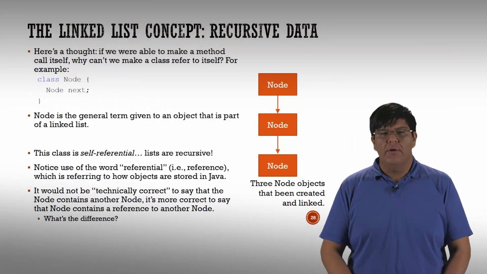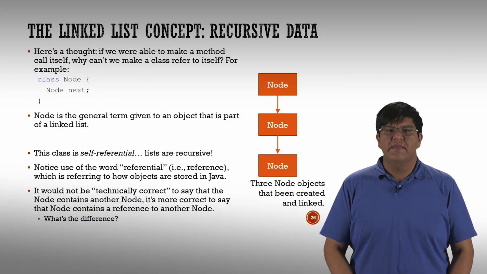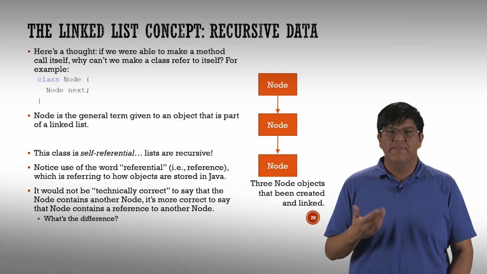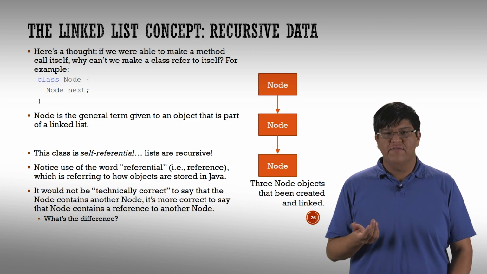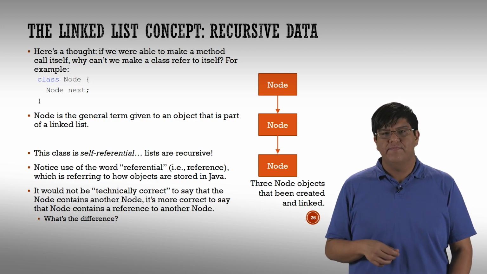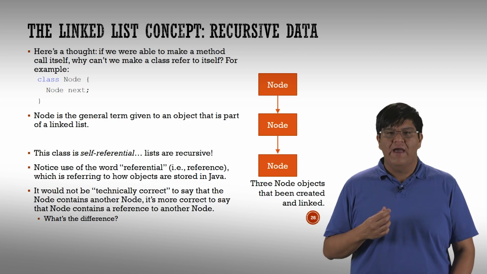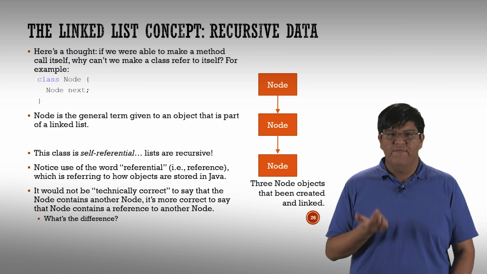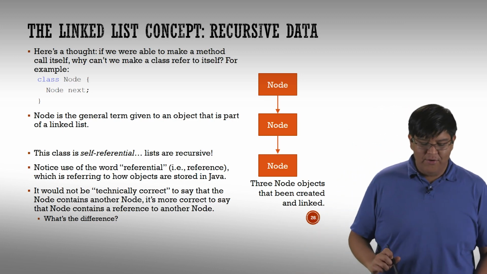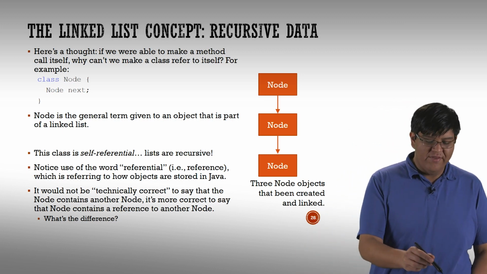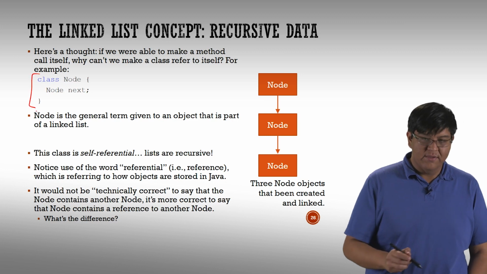In this video, I want to introduce the idea of recursive data. So we've already seen the idea of having a function or a method that can call itself. This was very useful. It does solve some unique problems. So here's a related thought. What if I made a class refer to itself? For example, class Node contains a variable of type Node and is called next.